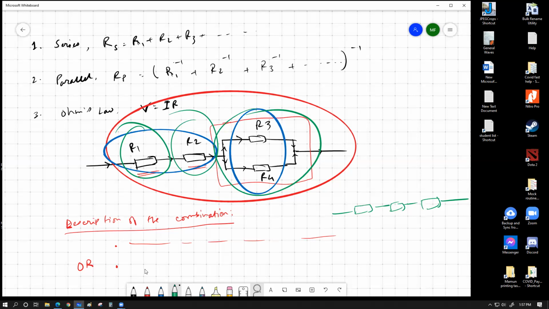Many of you might feel like, why am I taking so much time in describing the circuit? Because whenever you are able to describe a circuit appropriately by looking at its structure in your head, only then, in my opinion, as far as I've seen, you are able to apply the formula for calculation properly.